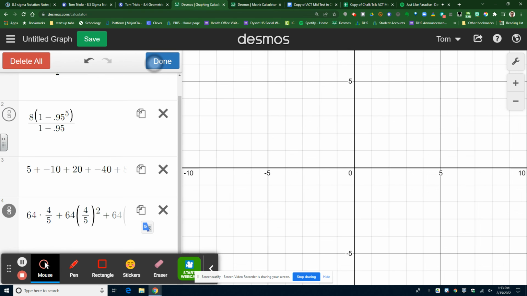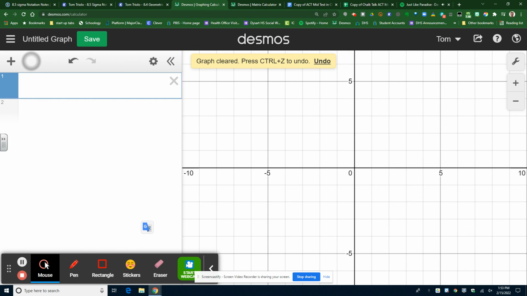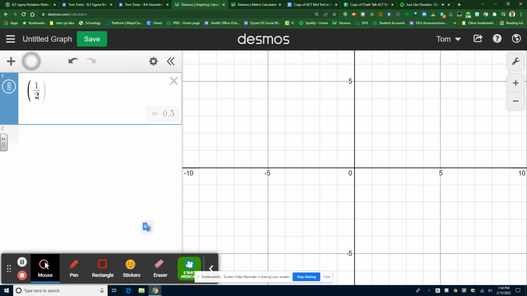Let's clear off the rest of this. We don't need it anymore. And type in parentheses, 1/2. In parentheses, not outside parentheses. Okay. Fill in. Pick a really big number. 1,000.